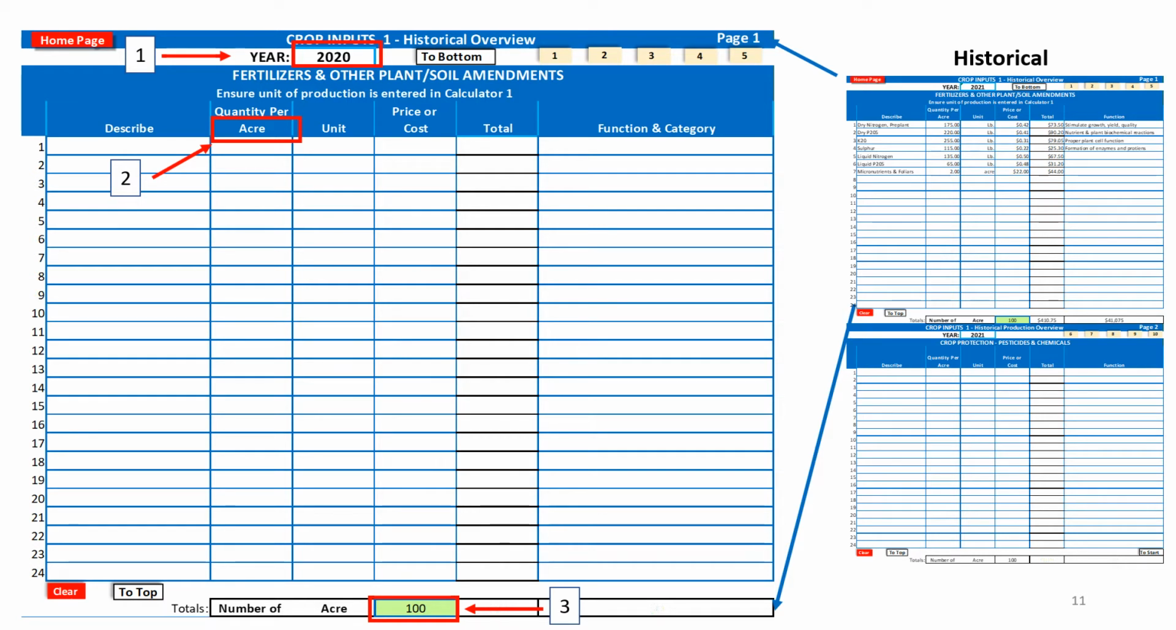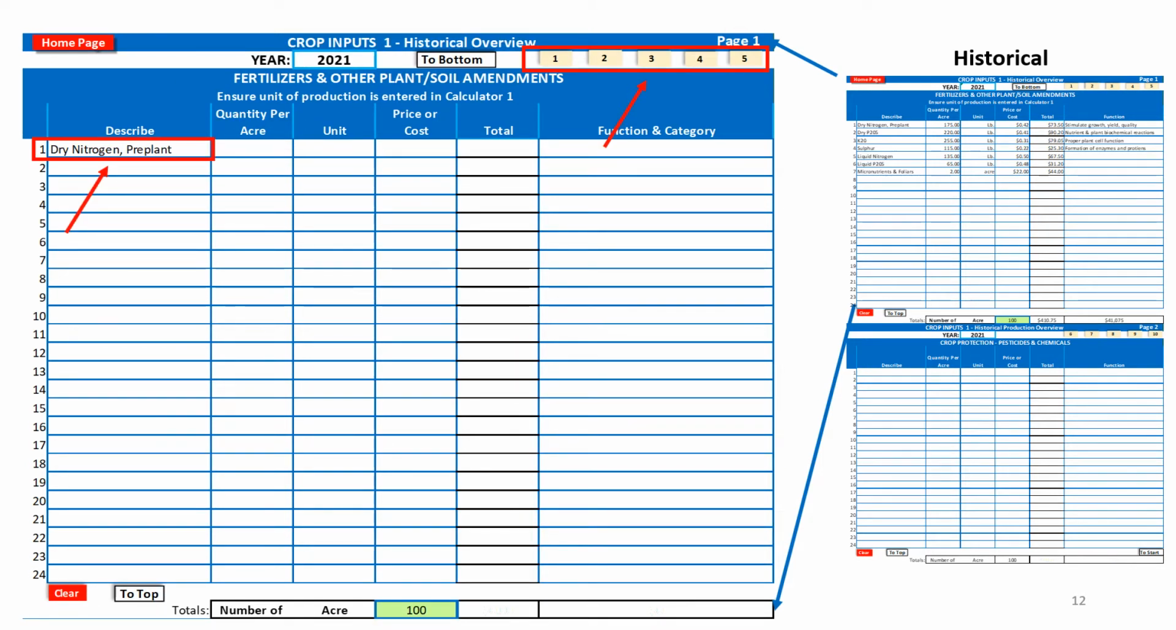The upper half of the historical crop inputs template is for fertilizers and plant and soil amendments. Before starting, 1. Enter the year of the historical overview. 2. Make sure that the unit of production, which is acres in our sample, is shown here. This automatically populates from calculator 1 of the comparison calculators. 3. Enter the number of acres for the enterprise, which is 100 for our sample.